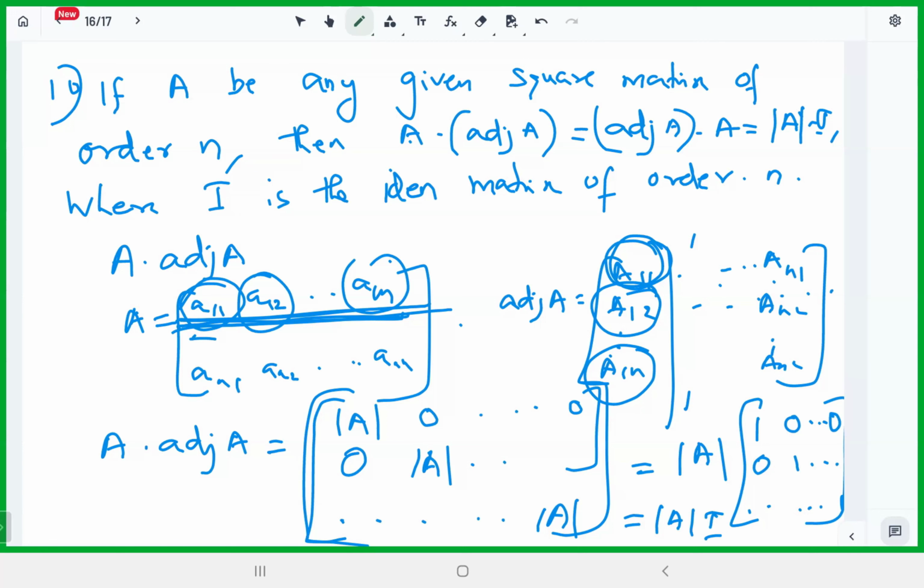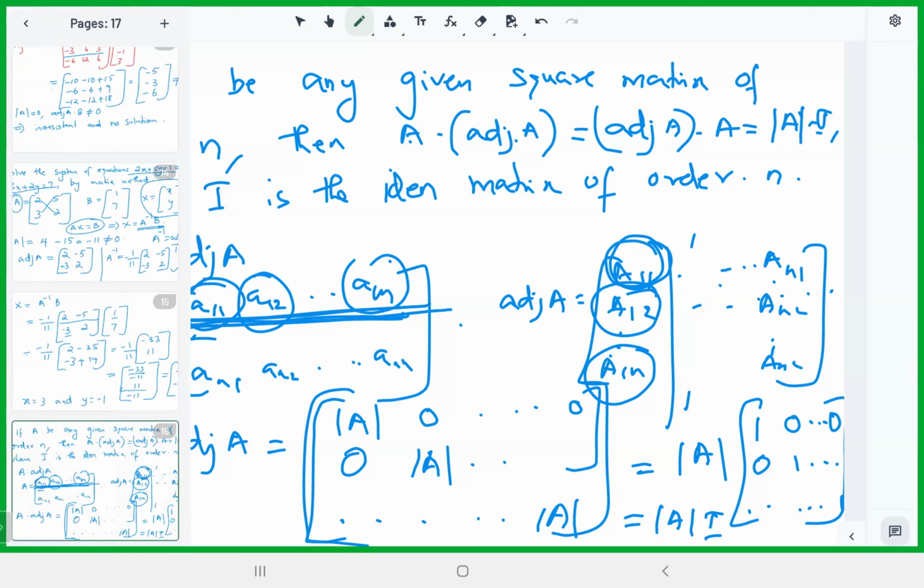Similarly, we can prove the other part also, that is, adjoint of A into A is equal to determinant A into I. Okay, so these were the important questions in the 2 mark session.